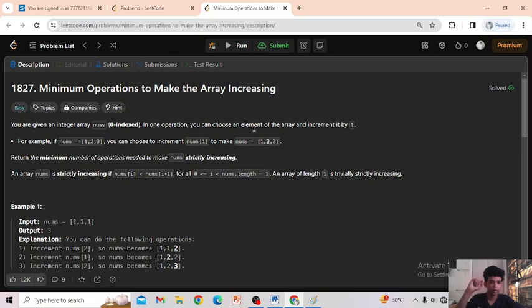Return the minimum number of operations needed to make nums strictly increasing. So strictly increasing means nums of i should be less than nums of i plus 1. Okay. Now the i should be in the range of 0 to length of the array. An array of length 1 is strictly increasing, right? So it is also a strictly increasing array. Now I shall explain this problem.